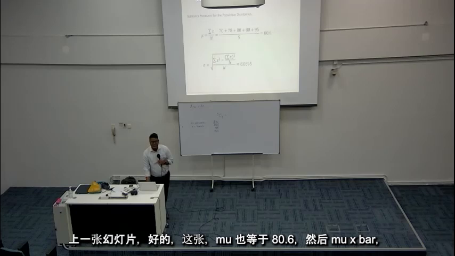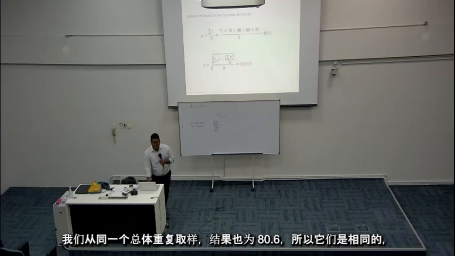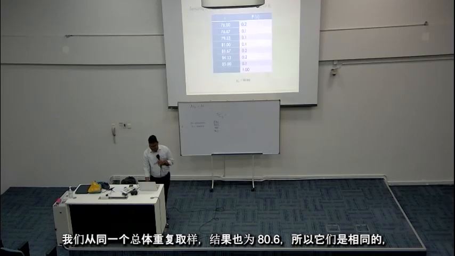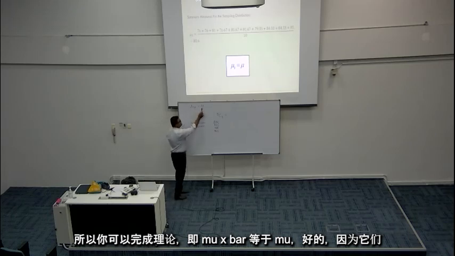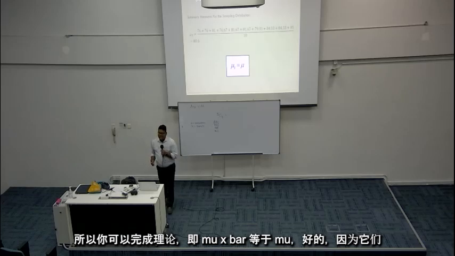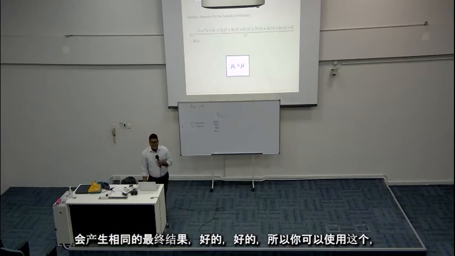Mu is also equal to 80.6, and then the mu S bar, the sample we repeat from the same population, also we get 80.6. Okay, so they are the same. So you can complete the theory, which is mu S bar is equal to mu, because they will produce the same final result.